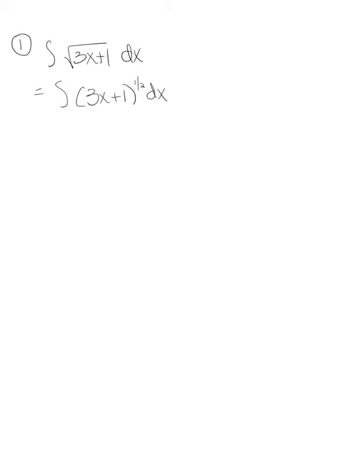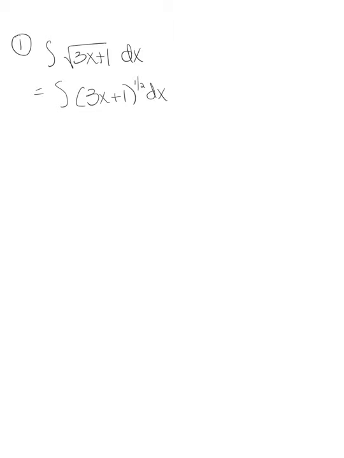Okay, so let's get started with some examples here. For our first example, let's look at the integral of the square root of 3x plus 1 with respect to x. And just like when we're doing any of the integrating, of course, we'd like to see an exponent on it. By definition, this is equal to the entire quantity 3x plus 1 raised to the 1/2 power with respect to x.